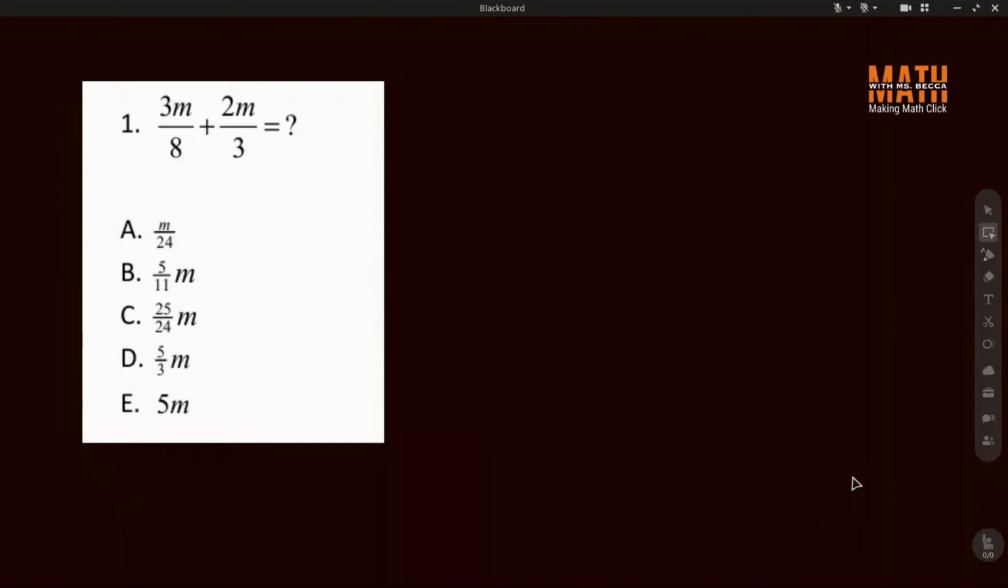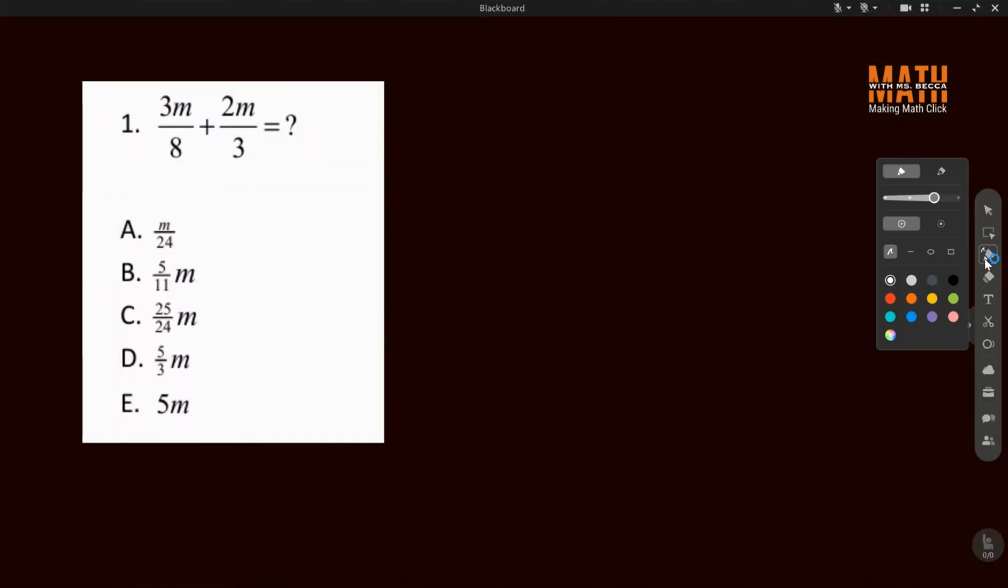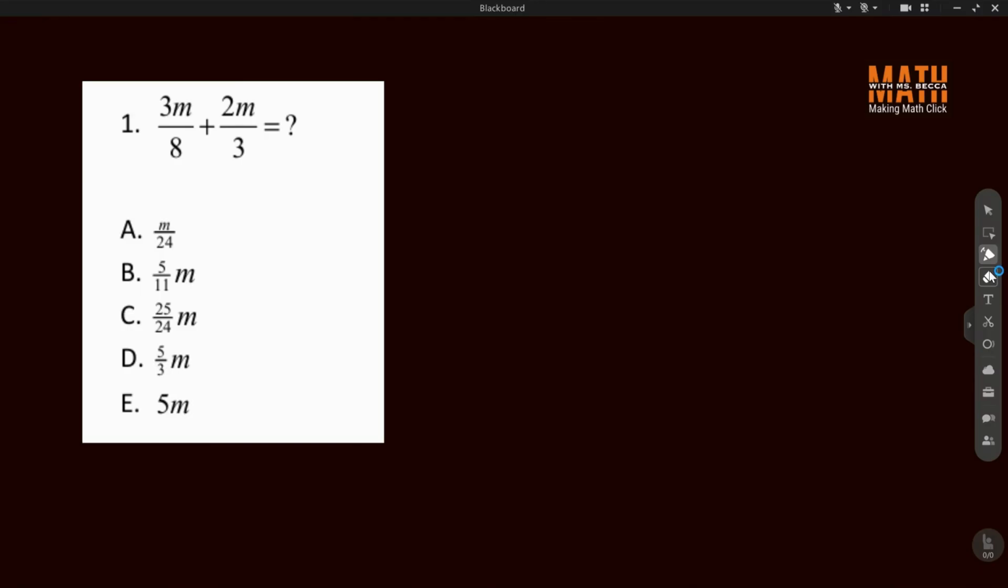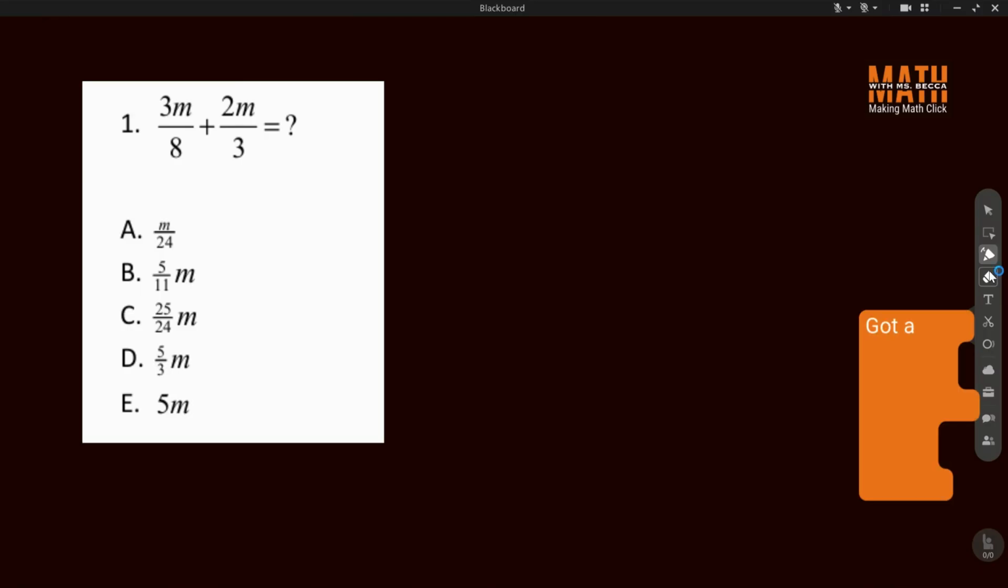Do you want to boost your ACT math score? Let's solve this question together and wait till the end because I'll give you a similar question to solve.